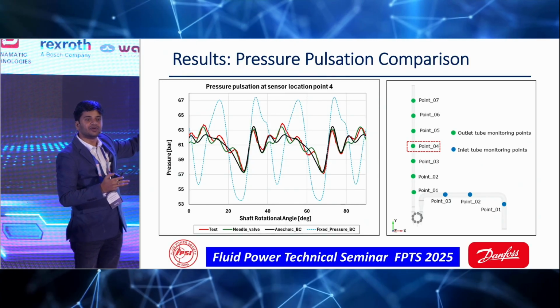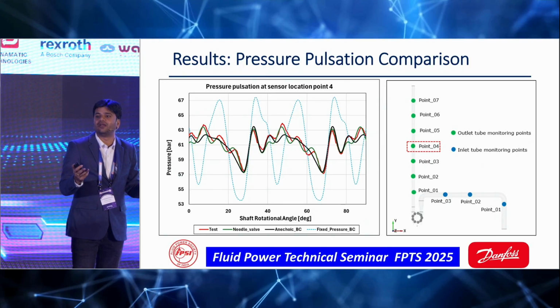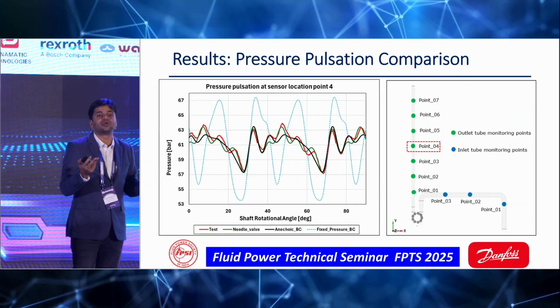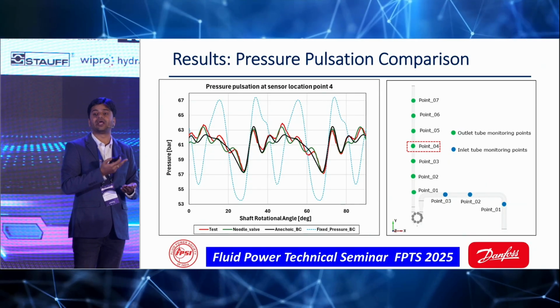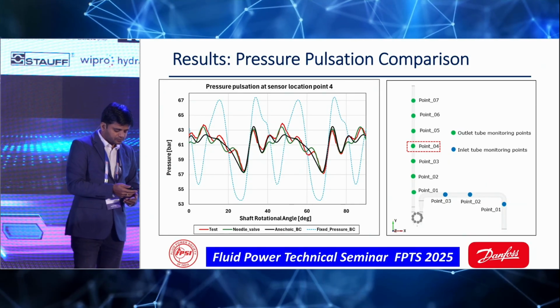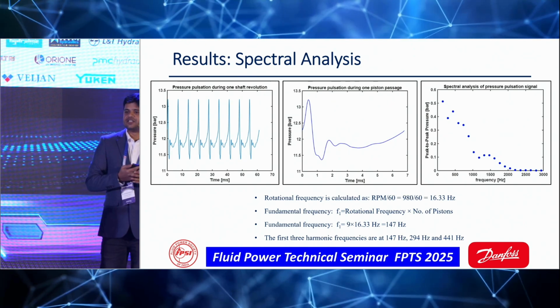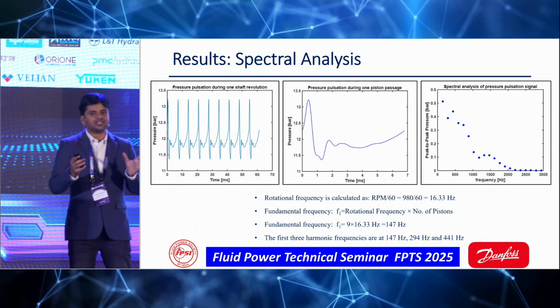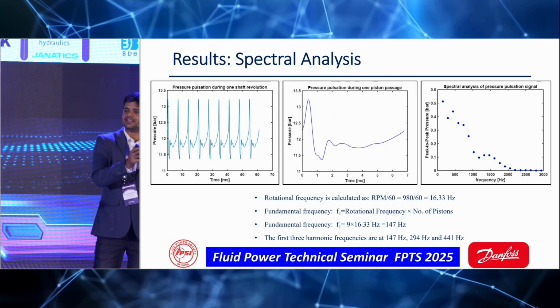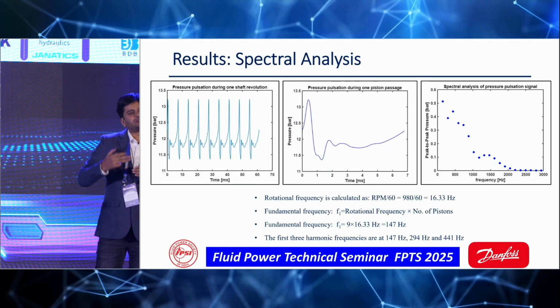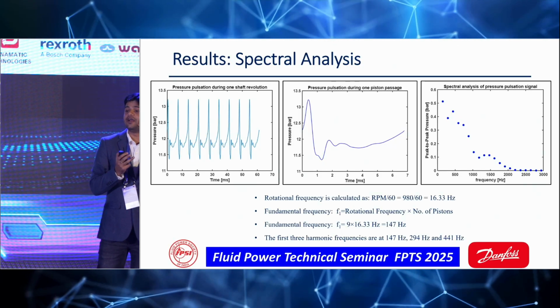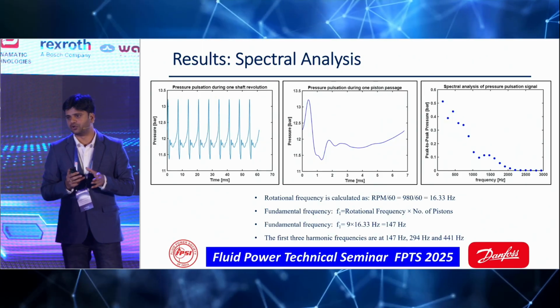If you have this kind of result, what can we suggest to the system designer? How can we design? How can we show our accuracy here? That's the problem. Once we do this kind of analysis, what is the next step? The next step, for a system designer, is to take the same pressure pulsation and do a spectral analysis of it to understand its frequency and amplitude.